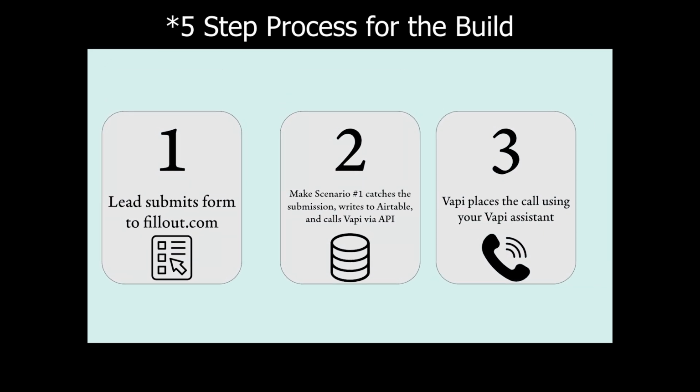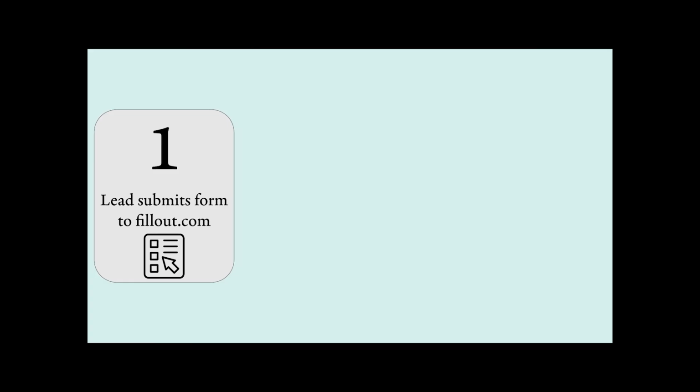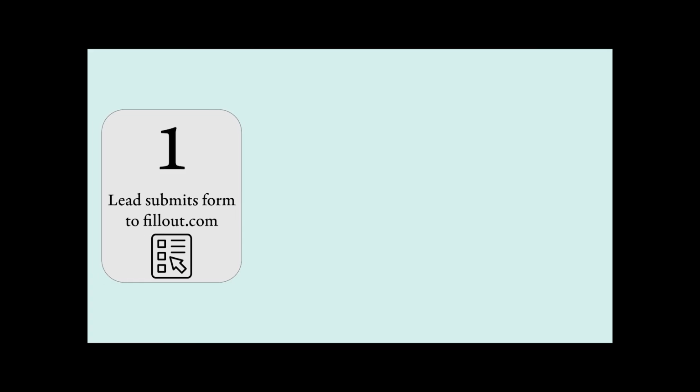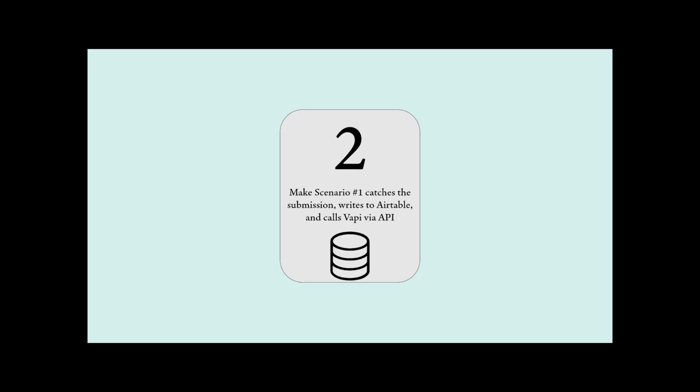Here's the 5-step process. Number 1, lead submits to fillout.com. Number 2, Make scenario number 1 catches the submission, writes to Airtable, and calls Vapi via API. Number 3, Vapi places the call using your assistant, which can be called whatever, like the qualification assistant.